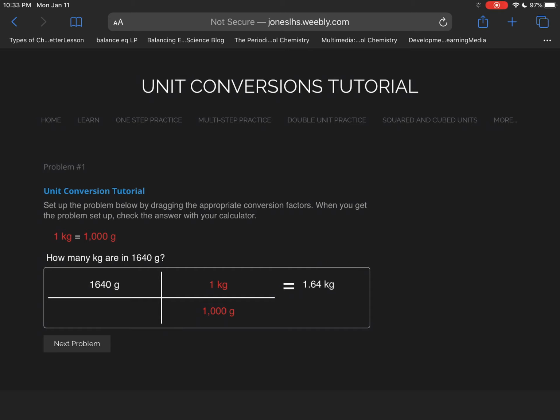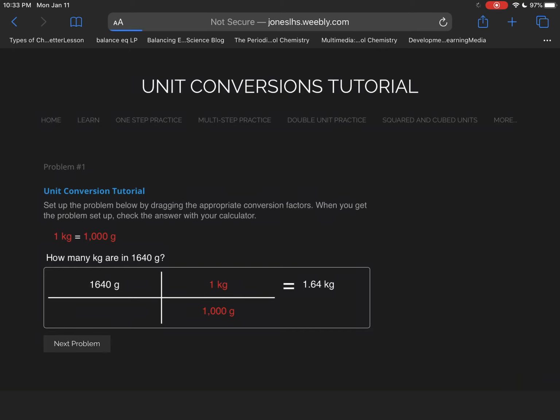So what you're going to do in your notebook, you're going to write down number 1, and then you're going to write out 1640 grams, okay, with my grid lines. I'm going to write the 1,000 grams on the bottom, the 1 kilogram on the top, and that's equal to 1.64 kilograms. So in our metric lesson we talked about how to do this with the ladder method or moving our decimal. This is just another way, okay?